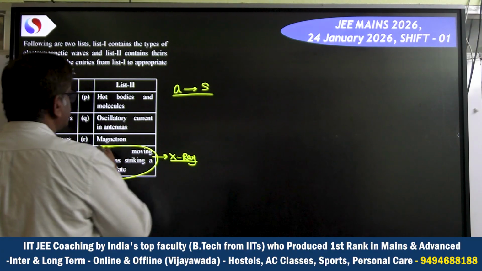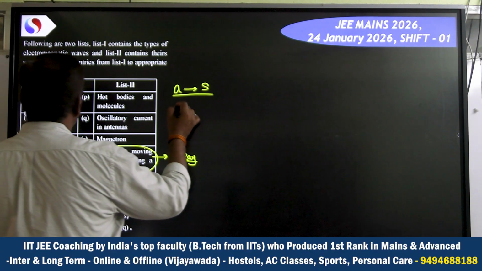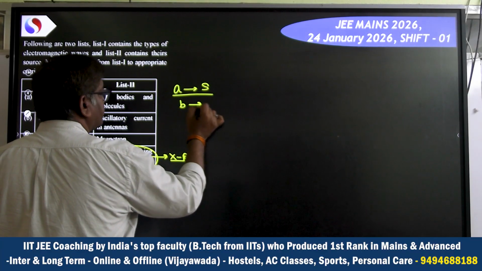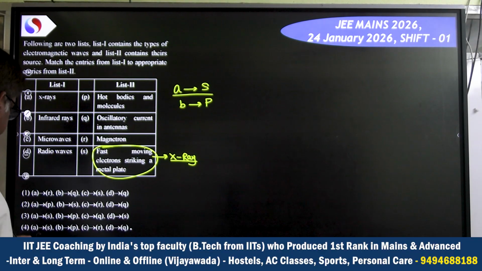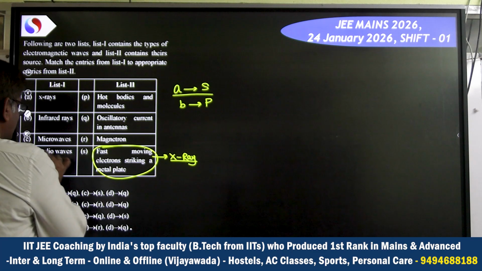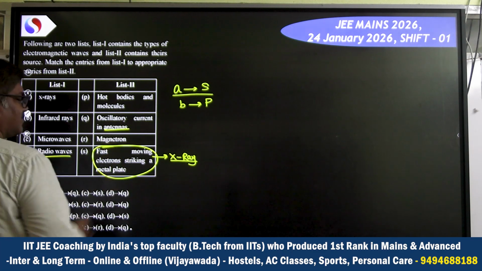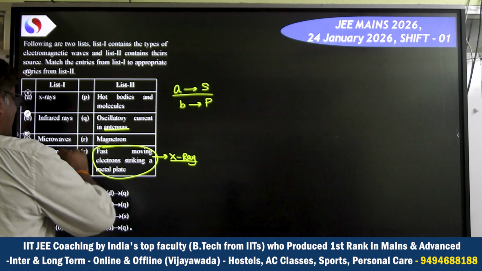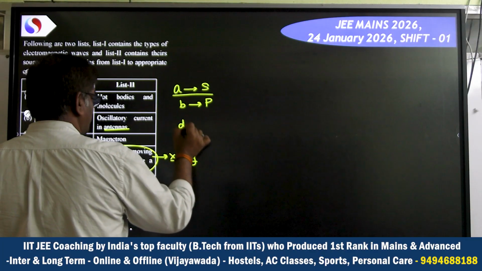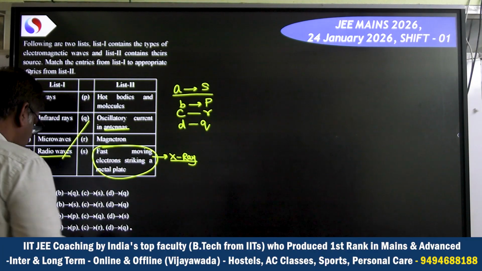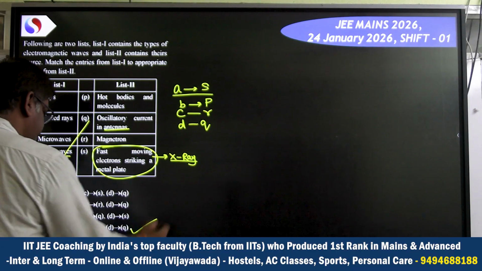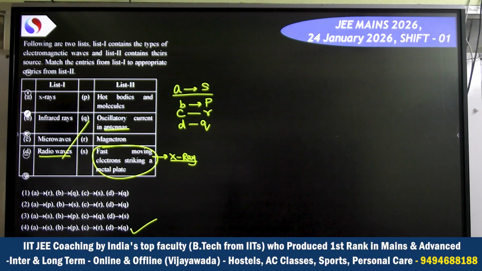So infrared is what? Hot bodies or molecules, right? So we can say B is going with P. S into P, I think two options, S into P. So S into P is in options 3 and 4. Let me check one more. As you can see, radio waves and antenna are very familiar, they are linked. So definitely D is going with Q and C is going with R. So SP, RQ will be option 4. Okay, so theoretical, right?